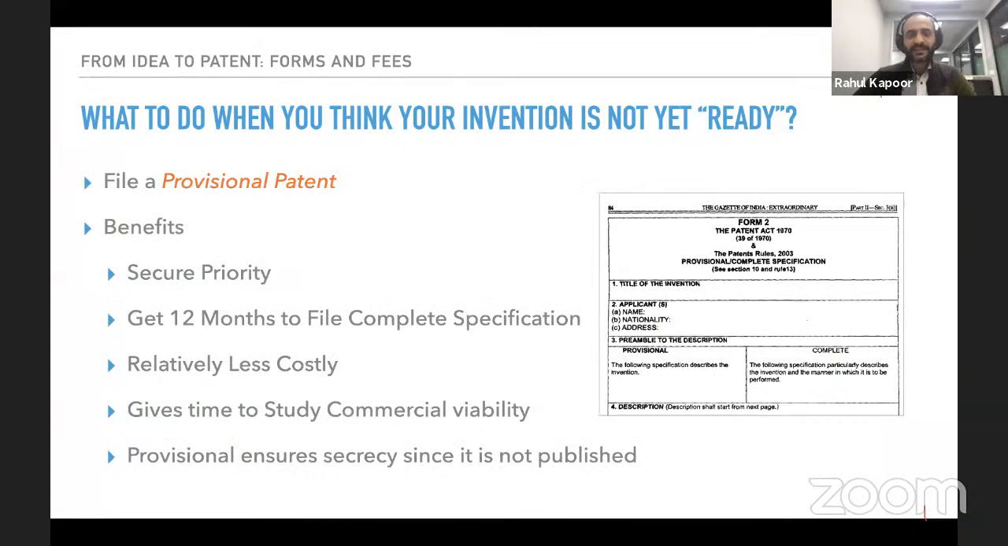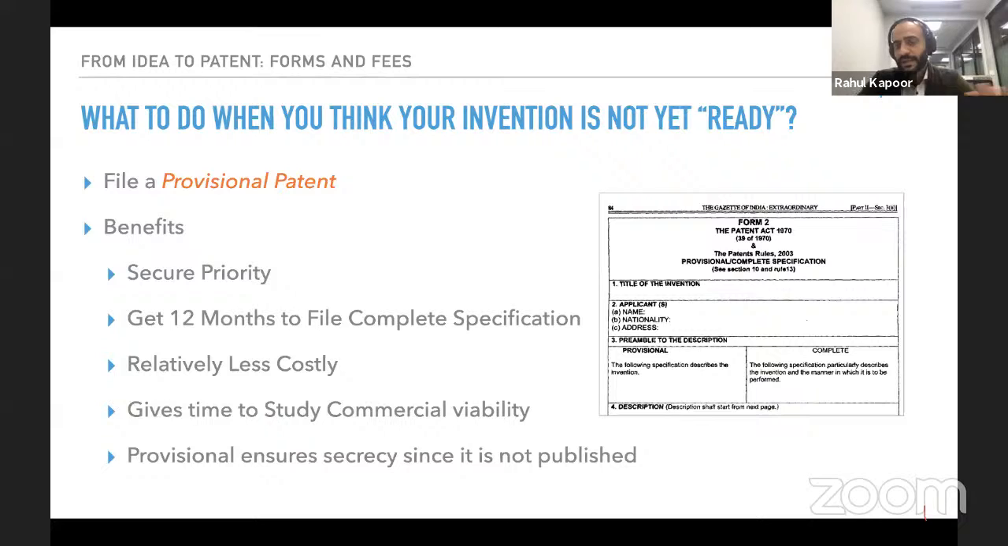Okay. So there's this thing like Form 2. You can file 2 kinds of patents. One is a provisional patent and one is a full, complete specification. Actually, you can file many kinds of patents, but that is a discussion for another time. So provisional patent, what is it? It's a very interesting concept. A provisional patent is basically a petty patent. It is not published. You don't need your invention to be completely ready when you are filing a provisional patent. It gives you a priority date once you file it.